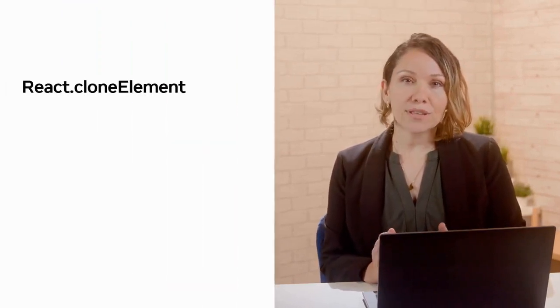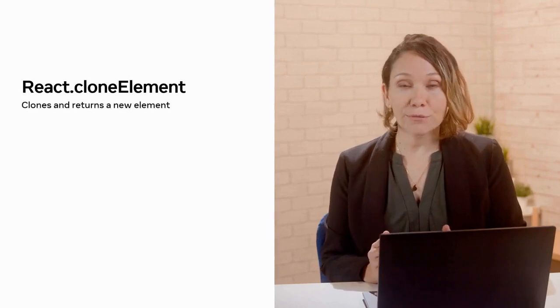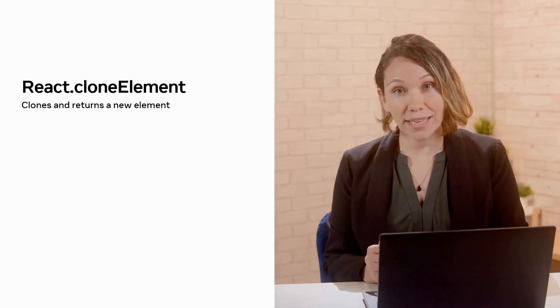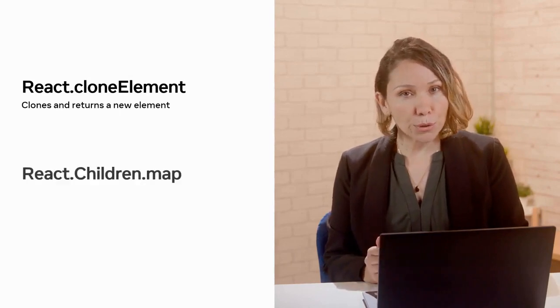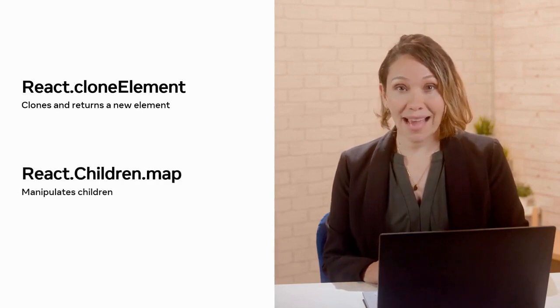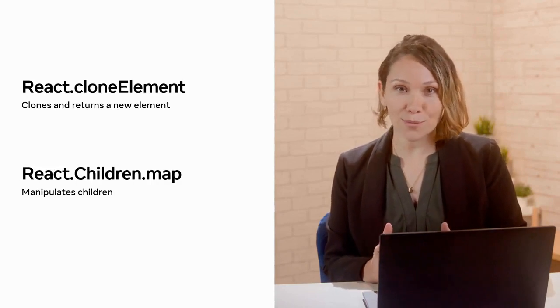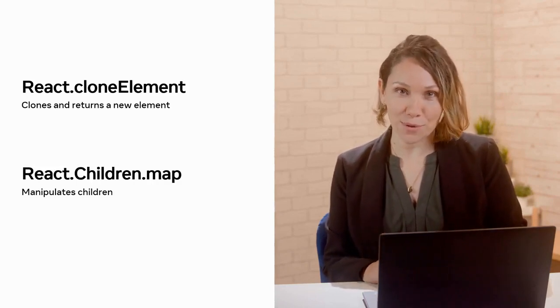Then you moved on to a lesson about manipulating children dynamically in JSX. Here you were introduced to a couple of new React APIs, React.cloneElement and React.Children. You learned that React.cloneElement clones and returns a new element, allowing you to manipulate and transform elements directly in your JSX. You also learned that React.Children.map is useful for children manipulation, and that when used in conjunction with React.cloneElement, enables a powerful composition model for creating flexible components.